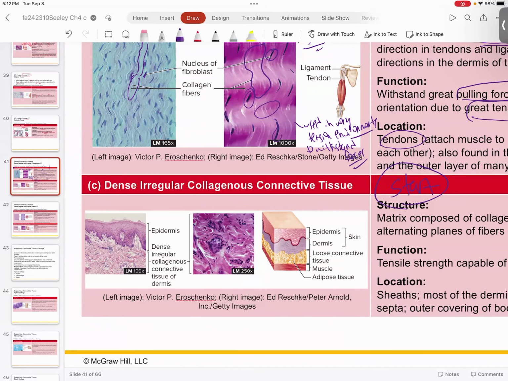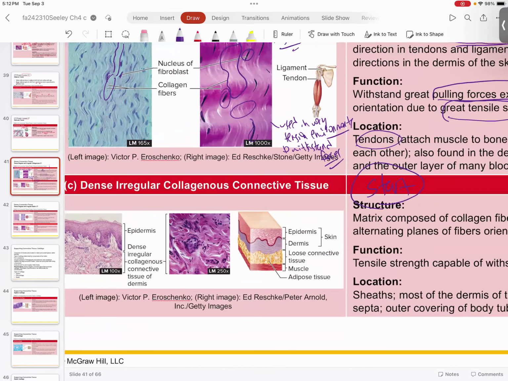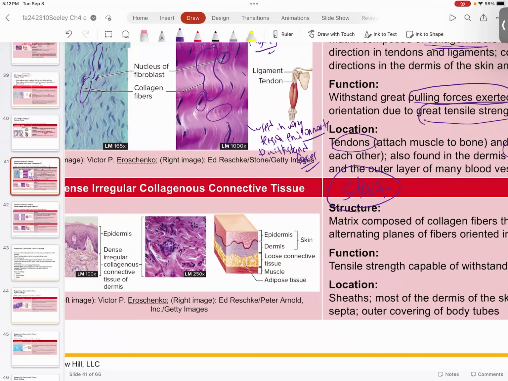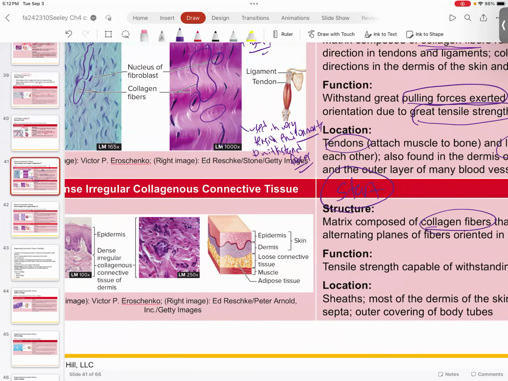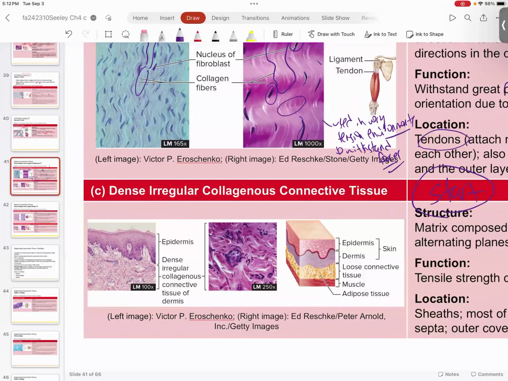Now, dense irregular is a little bit different, right? Dense irregular is still made out of collagen, still very collagenous, right? So you're basically looking at collagen fibers. Only in this case, dense irregular is kind of more of a structural loose filler. Remember we talked about areolar being a loose filling type of tissue. That's if you don't need a lot of structural toughness to it, and you just need to take up space, basically kind of fill the gaps. And so you use areolar for that purpose.